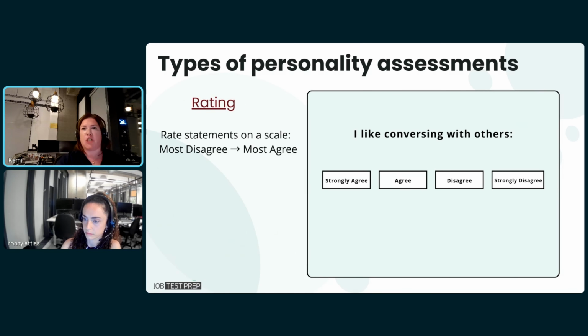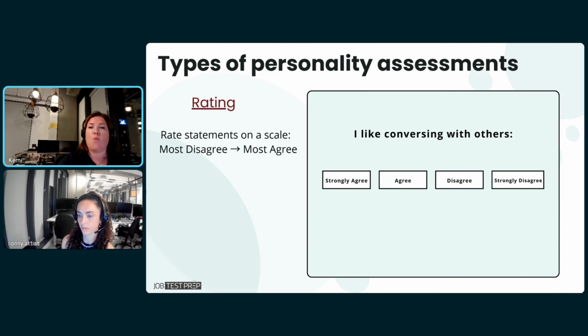A lot of times it's also flipped the other way, and on the left side you will have strongly disagree, and on the right side strongly agree. Keep that in mind. And the scale is usually somewhere between 4, most typically 5, or even 7 options that you will get. You have to pick one choice out of the 4, 5, or 7 options.